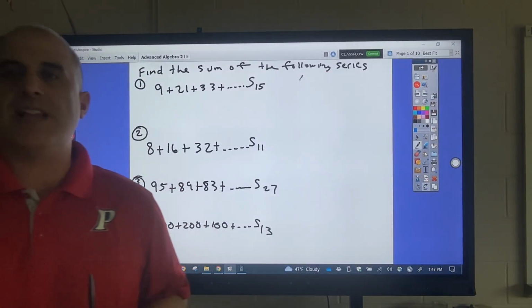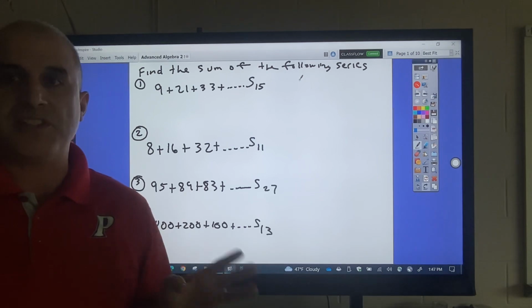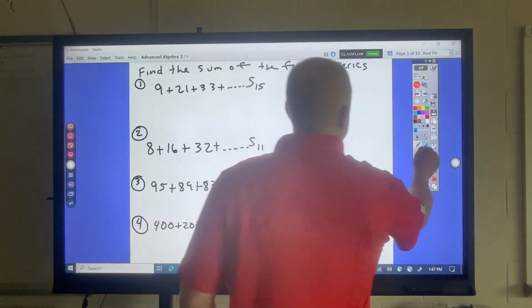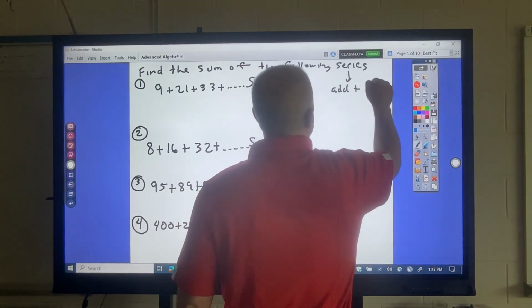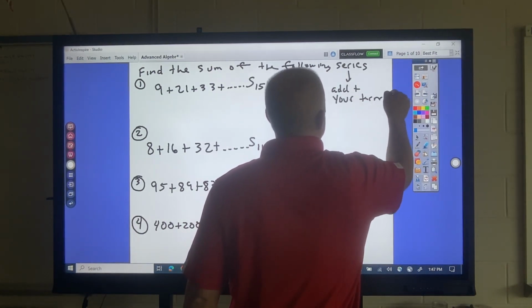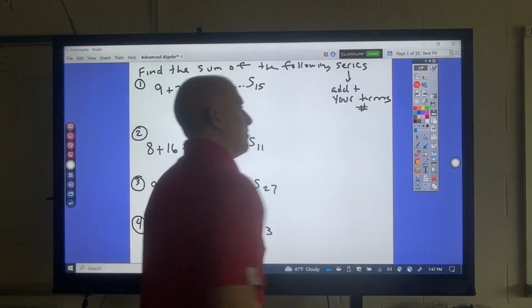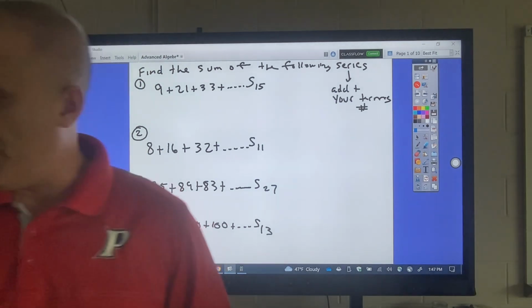Okay, this is going to be lesson 2 for sequences and series. Today we're going to talk about series. A series means you're adding up your terms, so you're actually getting some kind of number answer. It's not a term.